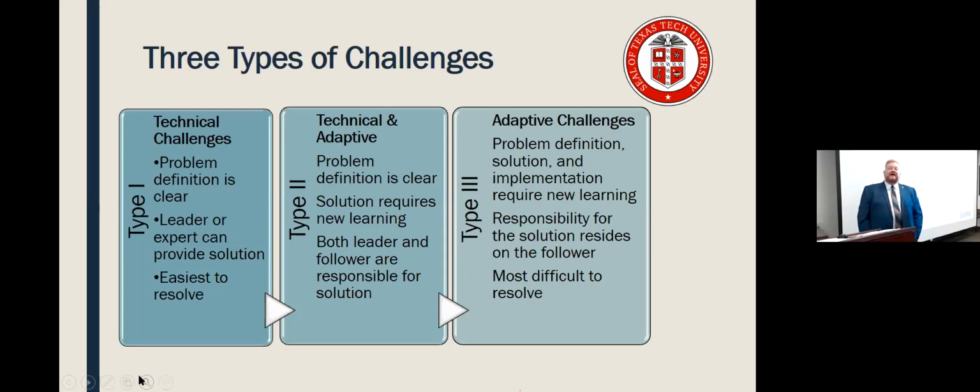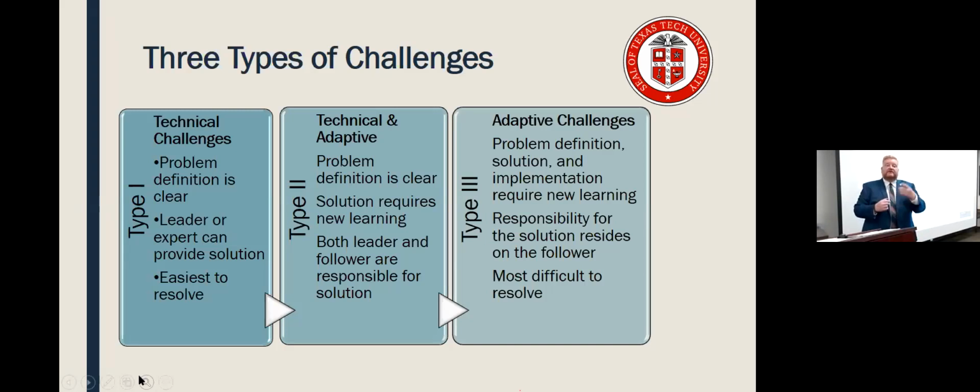Yes, yes. I think that you bring up a really great point. A good way to look at technical and adaptive is, a community is going to have a celebration for the community. The leader can take that on, but they also need the community to be involved. So that's a we problem, or we challenge.